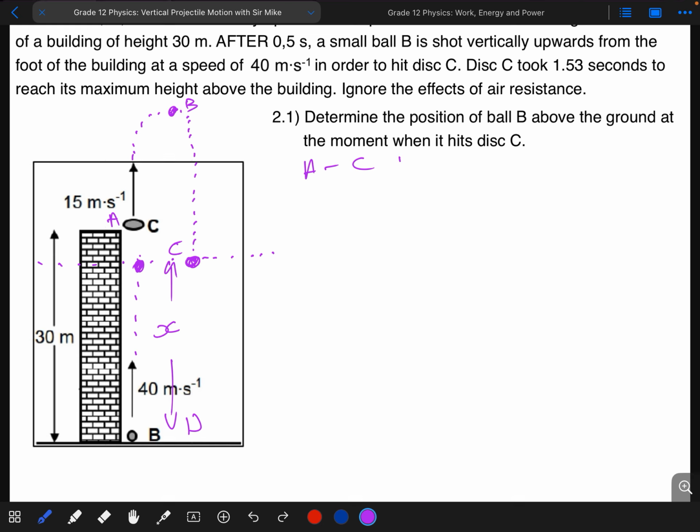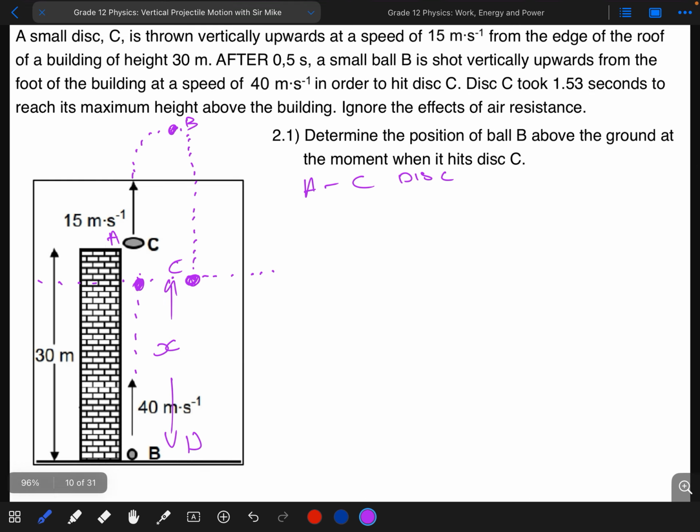So this would be for disk. I'm actually making the same mistake there. That's actually disk C. My English is running away from me again.